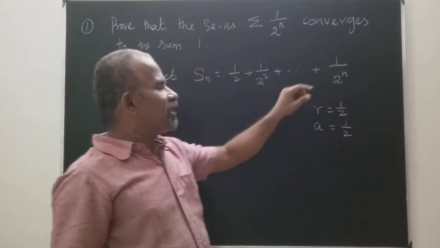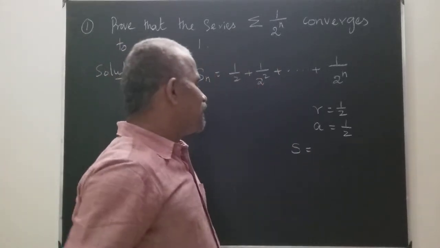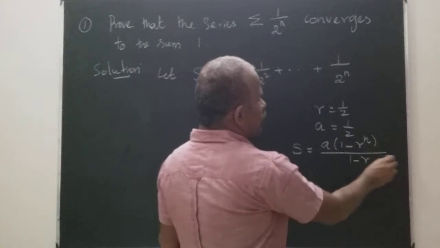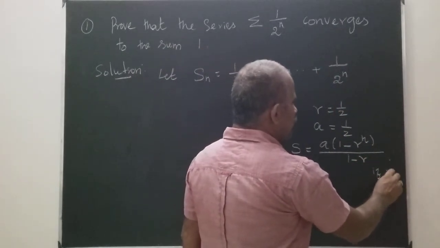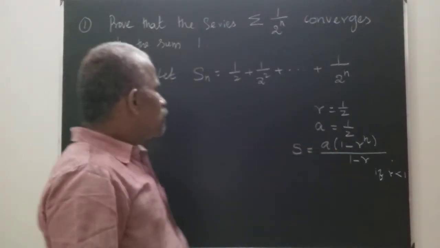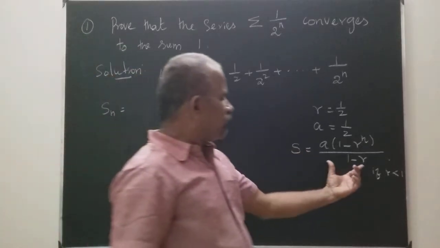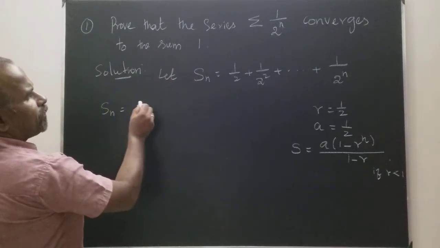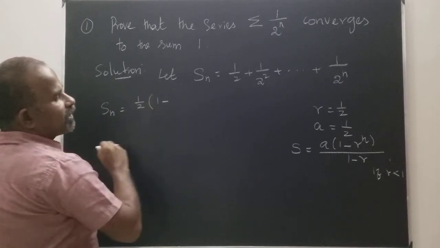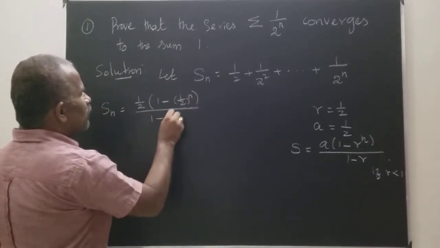So this is a finite number of terms. Totally there are n terms. So therefore the sum of the geometric series is equal to a into 1 minus r power n divided by 1 minus r, if r is less than 1. So here r is 1 by 2, a is 1 by 2. Therefore Sn is equal to a into 1 minus r to the power n, where a is 1 by 2 and r is 1 by 2, divided by 1 minus 1 by 2.